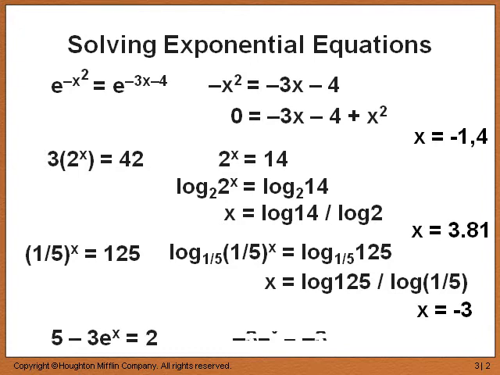5 minus 3e to the x equals 2. First, we subtract 5 from both sides. And when we subtract 5 from both sides, we have negative 3e to the x equals negative 3. And from there you should be able to solve. For practice, pause the video, solve for x, and then resume when you have an answer for x. And you should have come up with x equals 0, since e to the 0 is 1.